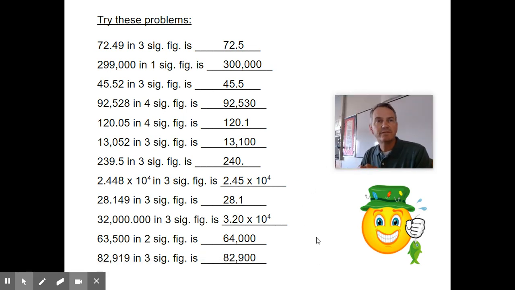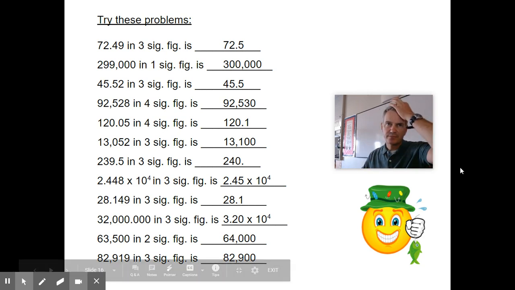Okay, 2.448 times 10 to the fourth to three significant figures is 2.45 times 10 to the fourth. 28.149 to three sig figs is 28.1. 32,000 to three significant figures is 3.20 times 10 to the fourth. 63,500 to two significant figures is 64,000, and 82,919 to three significant figures is 82,900.